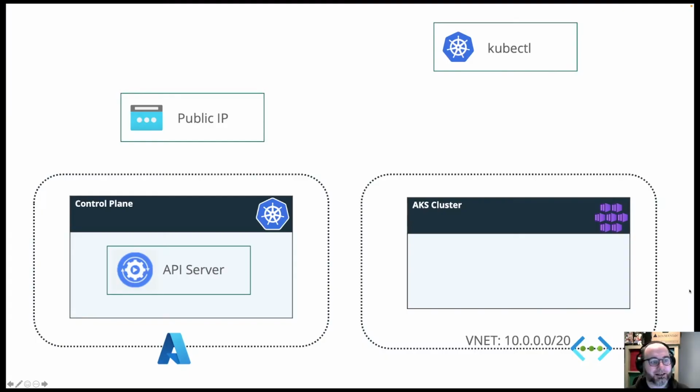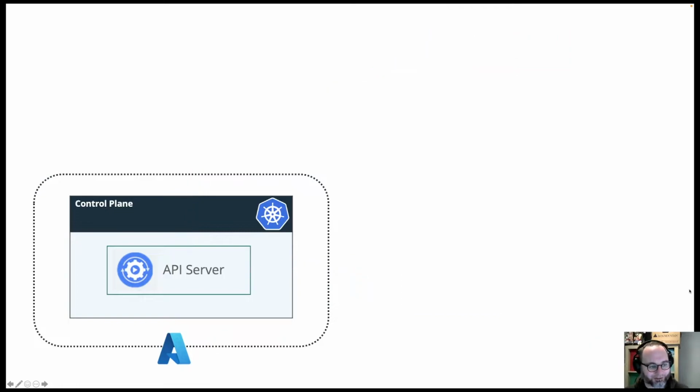So here we go. If you remember our previous diagram, we connect through the public IP to the API server. This then allows us to control our AKS cluster. So if you're using kubectl, that's how we connect. Yes, it is protected by a certificate, but we may need to be more secure.